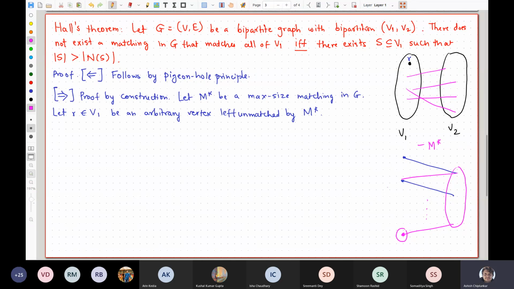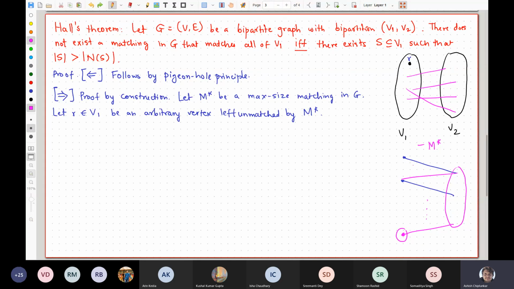Is the idea clear or should I repeat? I am trying to find an augmenting path starting from R. I'm just trying to extend until I fail, until I cannot add one more edge, one more vertex, to my constructed alternating path. And when will that happen? Well, it will not happen if I'm currently at a vertex in V2.